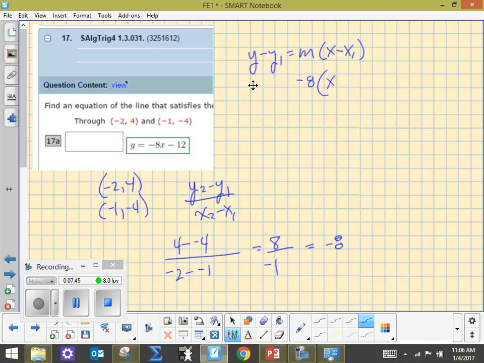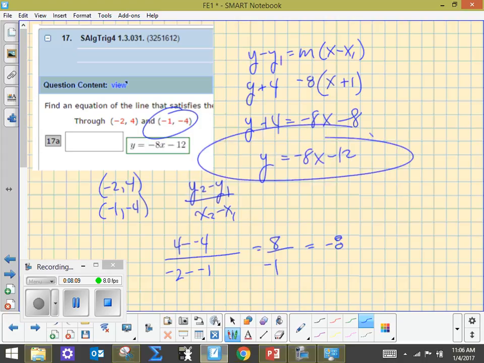Okay. Now my y1 and my x1 come from these points. Doesn't matter which one you use, I'm going to use that one. So minus a negative 4 would become plus 4. And now minus a negative 1 would become plus 1 there. So we get y plus 4 equals negative 8x minus 8. I'll subtract 4 from both sides to get y equals negative 8x minus 12. And there's my equation. You must know that formula and that formula to be able to do these and to be successful in the final.